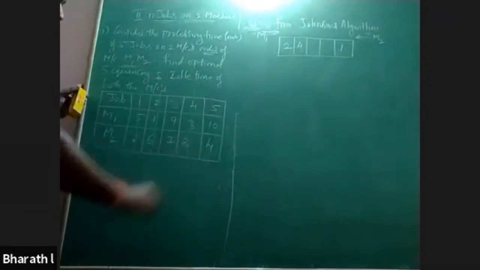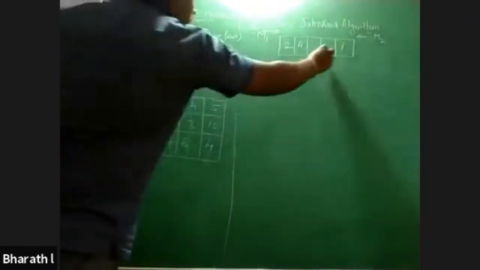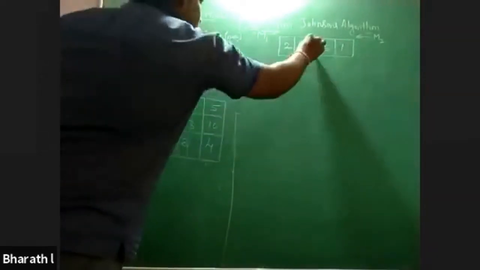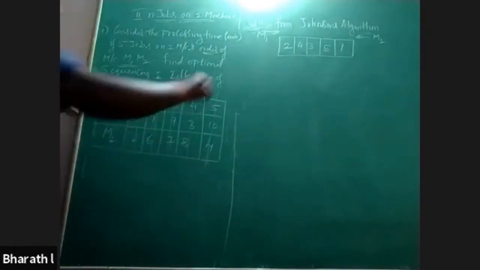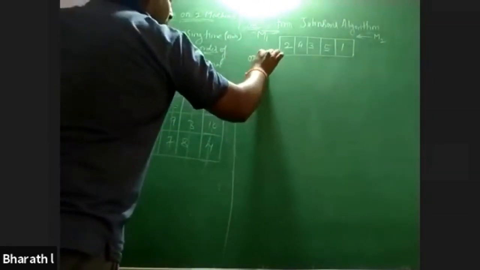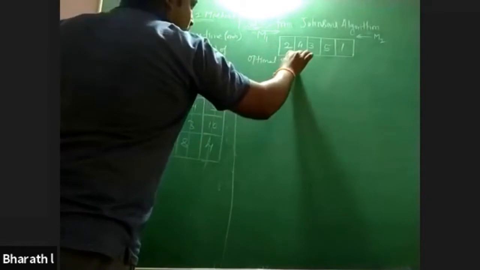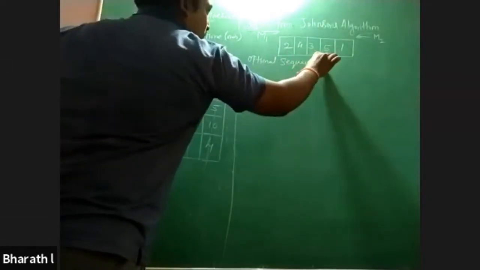Similarly, for machine 1, the least time is for job 4. Write 4 and cancel it. For M2, the least time is 4, and the respective job is 5. Here you write 5. The remaining job is 3. Cancel it. It is the optimal sequencing. Optimal sequencing is 2, 4, 3, 5, 1.